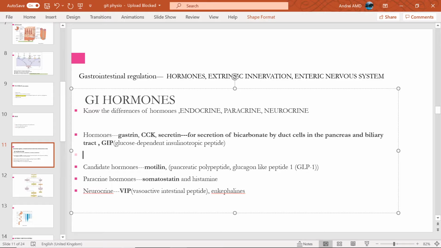And this one, GIP, not only stimulates insulin production, it also inhibits the secretion of hydrogen. So once again, if I repeat, gastrin and CCK increase the amount of H plus, whereas secretin and GIP decrease the amount of H plus by increasing the bicarbonate.